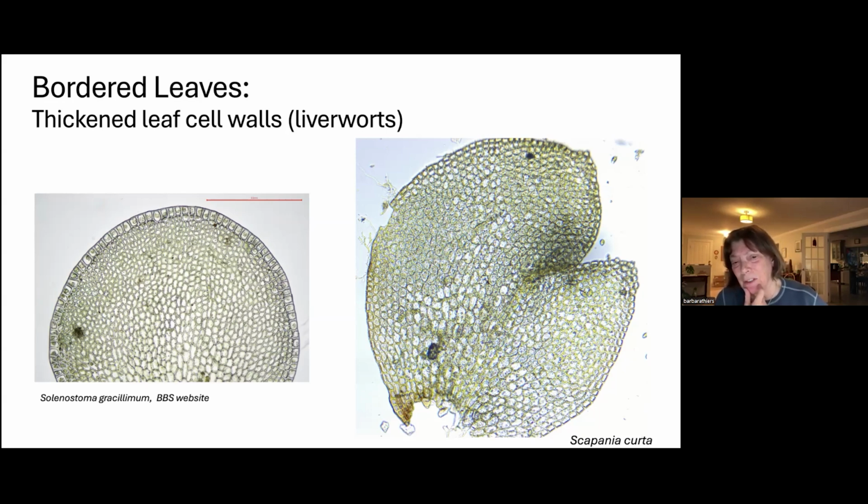I've decided it's better to just sort of get a gestalt, look at it and then look away. If you look too long and too carefully, you begin to doubt yourself. And I could be wrong on this. Maybe this isn't what it is, but this is what I think represents the bordered leaf in Scapania curta.